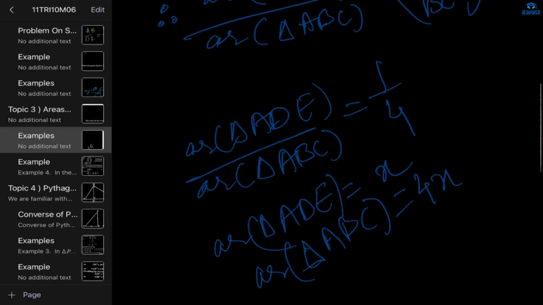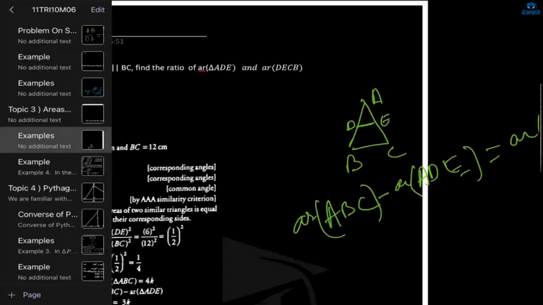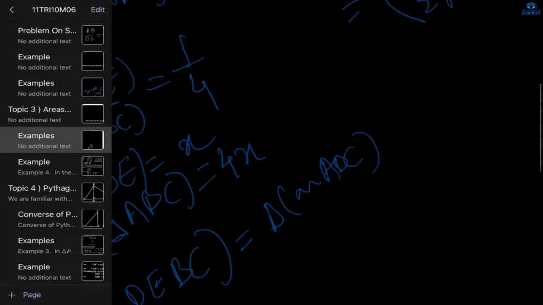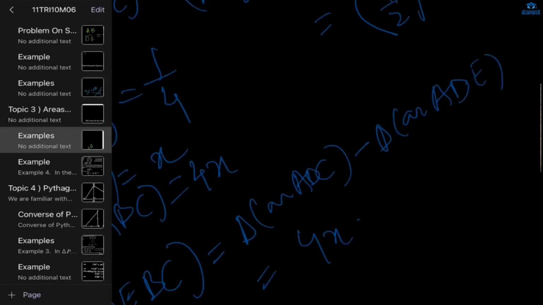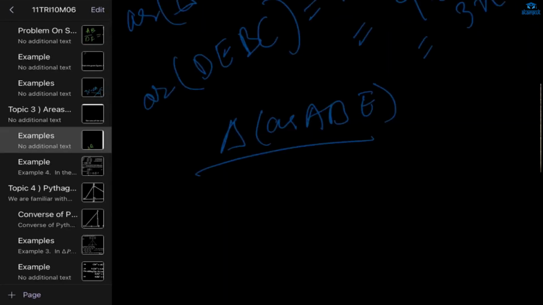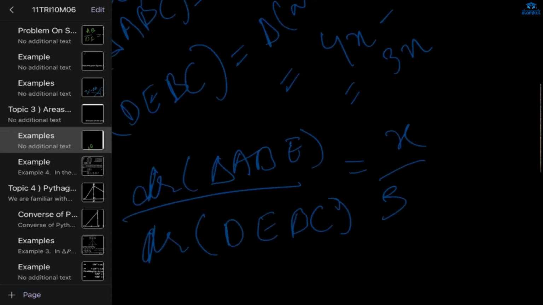Now if we have to find the area of the trapezium DEBC, this will be equal to area of triangle ABC, the bigger triangle, minus area of triangle ADE. So that will be equal to 4x minus x, that will be equal to 3x. Now if you find the ratio of both, area of ADE by area of DEBC will be equal to x by 3x. That will be 1 by 3.